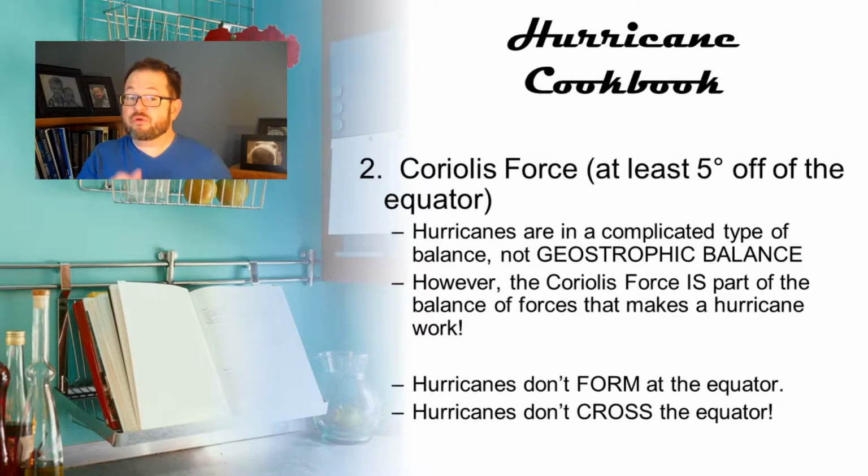So you're going to have the Coriolis Force, and remember, the Coriolis Force is 0 at the equator. In fact, it's pretty darn close to 0 even close to the equator. You've got to be at least 5 degrees off the equator before there's enough Coriolis Force to work with to create the circulation around a hurricane. Realistically, 10 degrees off the equator, 15 degrees off the equator, it's going to be better and better for the formation of hurricanes. Hurricanes are not in geostrophic balance, but they are in a balance that does require the Coriolis Force. We're not going to go back and reinvent that wheel.